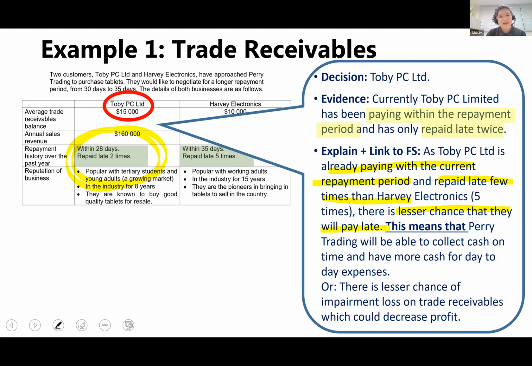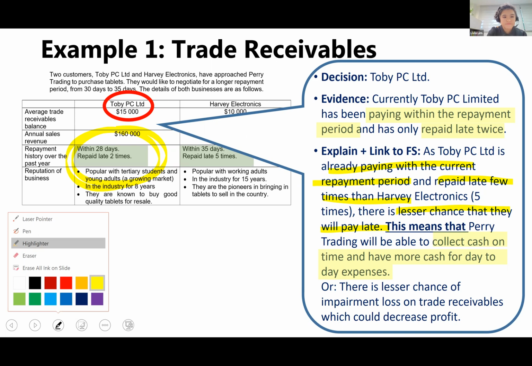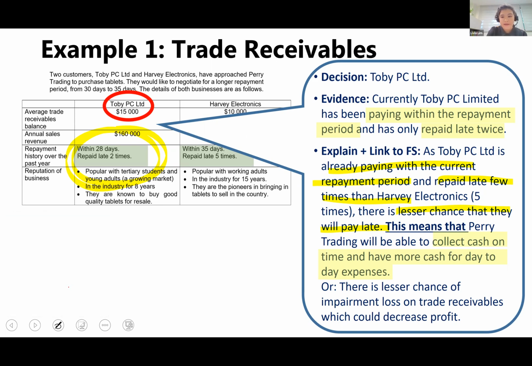Okay, so if there's a lesser chance that he will repay late in future, what does it mean for you as the business? It means that you will be able to collect cash on time, and you will have more cash to pay up your day-to-day expenses. Can you see here that I have used more cash to repay day-to-day expenses? Those are financial statement terms. So that's what I mean by linking it to the financial statements.